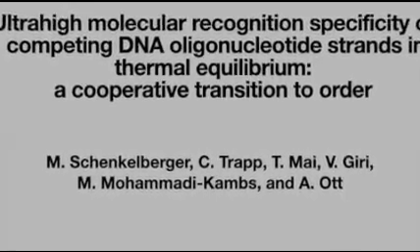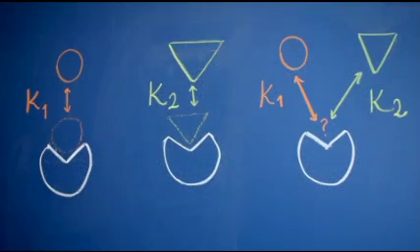This is about the specificity of molecular recognition. It is based on experiments that concern DNA oligonucleotides. Now, in the biological cell, molecules bind to their counterparts very specifically. Usually, binding is described by an affinity or binding constant.